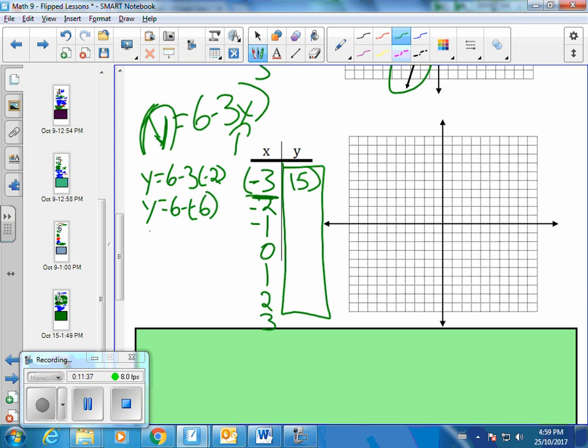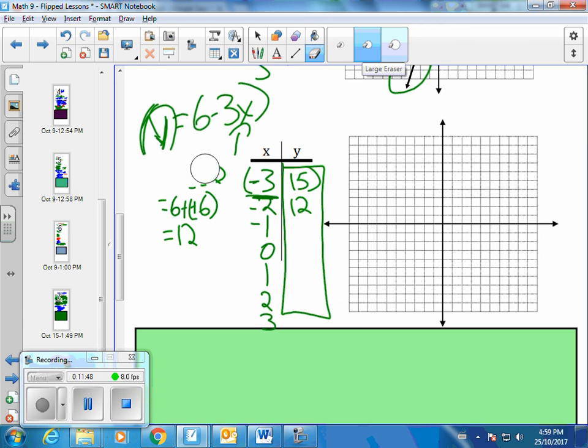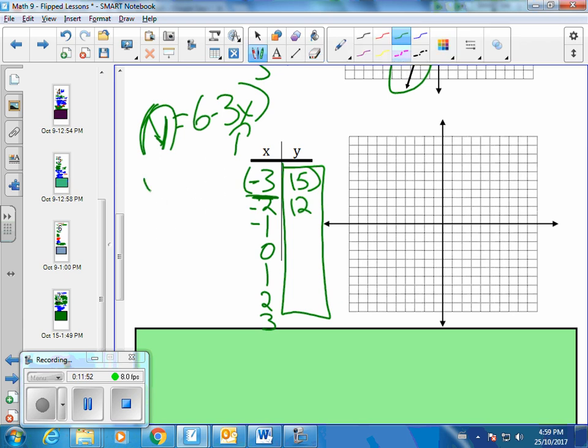And my y values, when those become positive, my y value is going to become 12. And I can keep doing that for each of these numbers. Let's go ahead and look at one on the bottom of the chart. Y equals 6 minus 3 times, we're going to steal this bottom one down here, 3 times 3. Y equals 6 minus 9. Y equals -3. So 3 and -3.